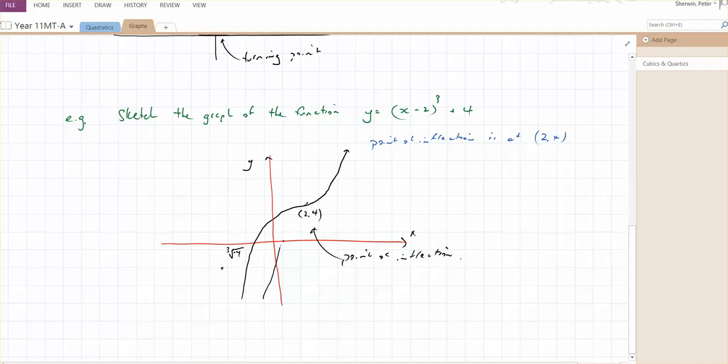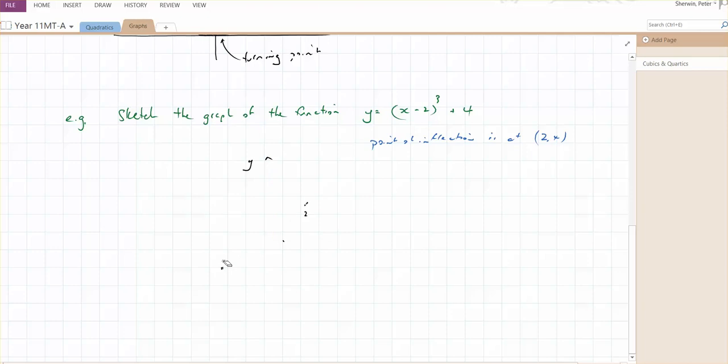So it should be doing something like this. I'm spinning through there and doing that. Let's draw this again. I should have got my points of intersection before I drew it. Never mind. Mistakes are good.